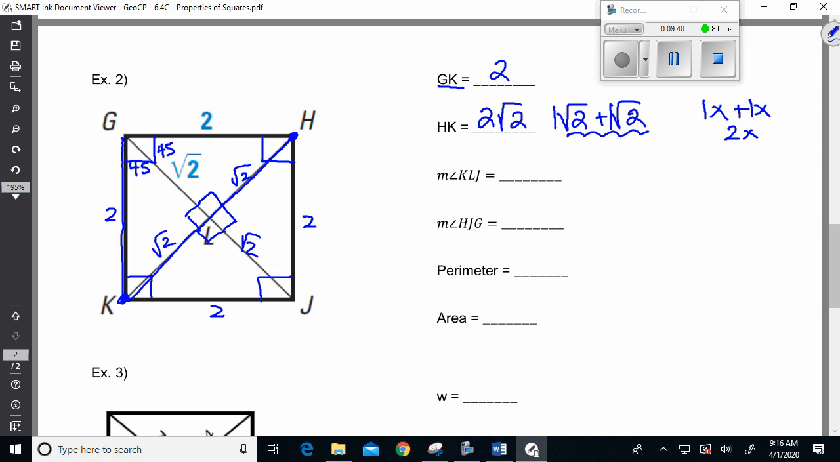Angle KLJ. Remember, trace it, that's the easiest way to go about it. KLJ, that angle right there, is 90 degrees. Pardon me for starting the drawing wrong. H, J, and then G would be this angle right there. That's a 45-degree angle.